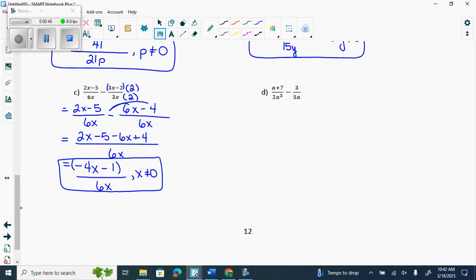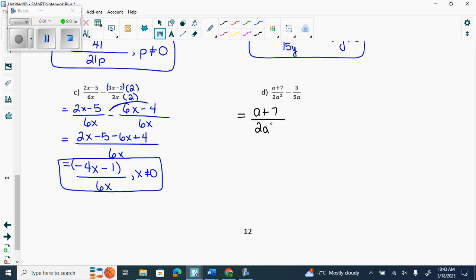D has what type of denominators? Starts with M. Monomial. They're monomial denominators. Monomial denominators you can make be each other, right? Monomial denominators can be monomial denominators. Totally fine. So this one has an A squared, this one has an A, so I know the right-hand side needs an A. And then what's common between 2 and 5? 10.